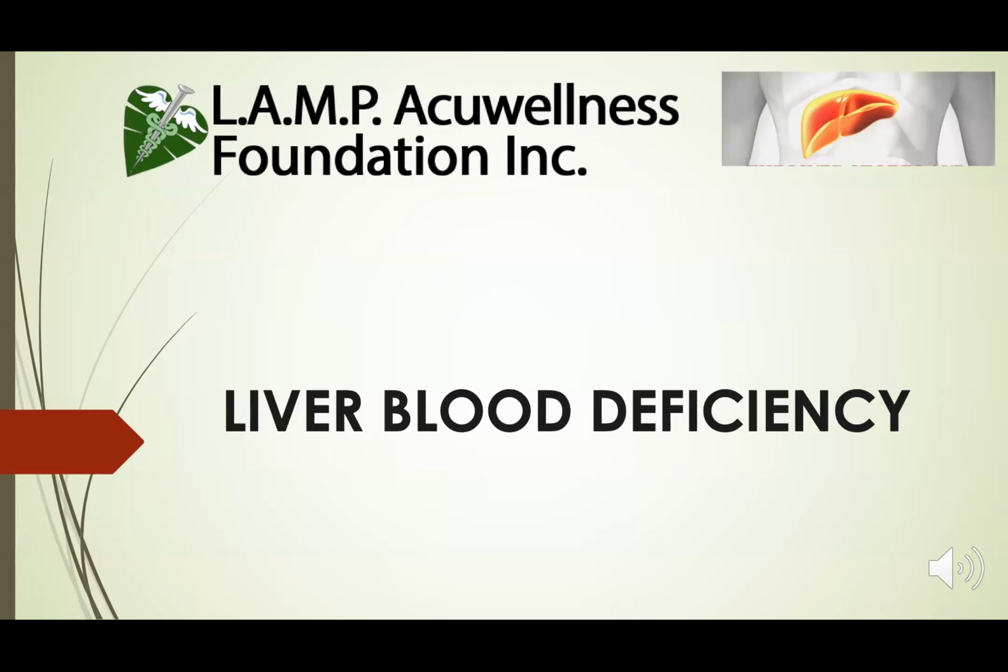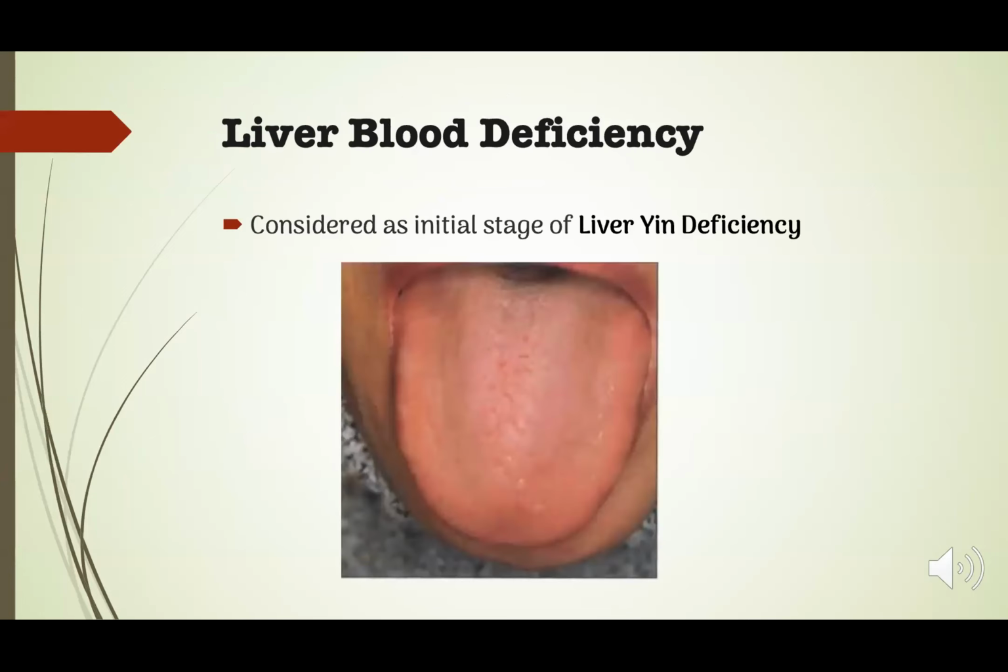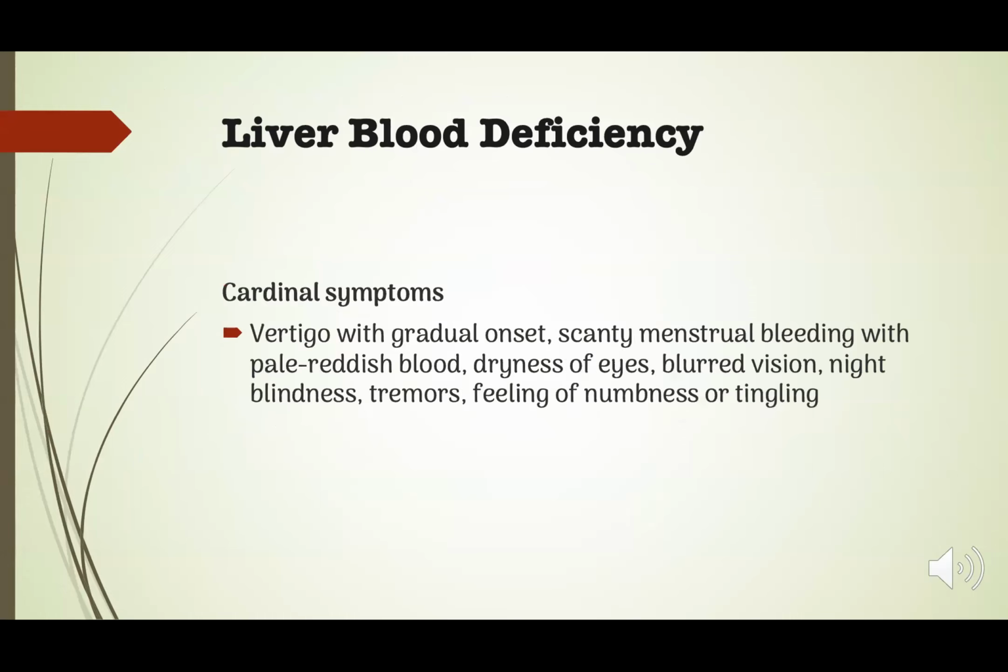Thank you, Doc. So, topic for today, liver blood deficiency. It is considered as initial stage of liver yin deficiency. Cardinal symptoms: vertigo with gradual onset, scanty menstrual bleeding with pale reddish blood, dryness of the eyes, blurred vision, night blindness, tremors, feeling of numbness or tingling.